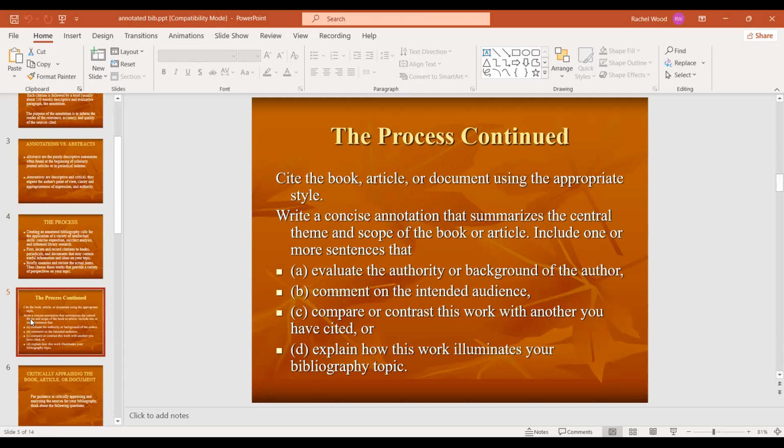So I recommend including 1 or more sentences that A, evaluate the authority or background of the author, B, comment on the intended audience, C, compare or contrast this work with another that you have cited, or D, explain how this work illuminates your bibliography topic, your research paper topic.